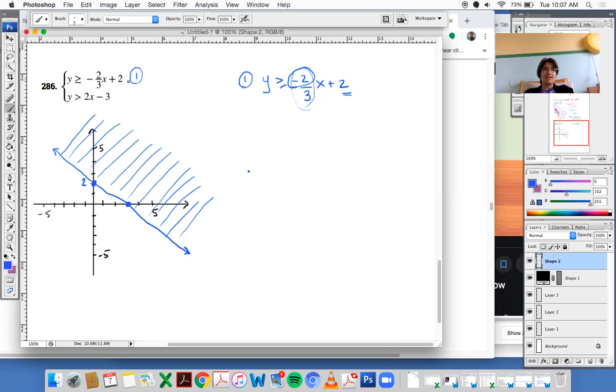Okay, let's look at our second inequality. The second one, y is bigger than 2x minus 3. Same method with graphing. I'm going to start at -3 on the y-axis and put a dot there. And look at the slope. The slope is 2. Make it into a fraction, so positive 2 over 1. So up 2, 1 to the right. Now, because there's no equal, it's going to be dashed. And because y is bigger than, we shade above the line.